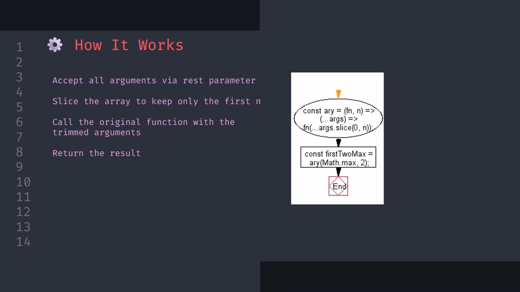We gather the arguments with the rest parameters. Then, we trim the array using slice to get only the allowed number of arguments. Finally, we call the original function with this limited list. This approach works with any function that uses fixed positional arguments.